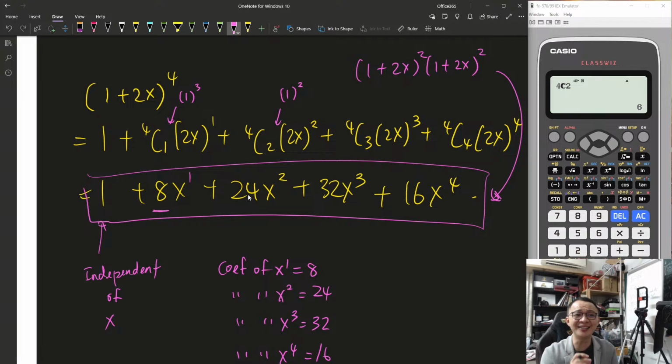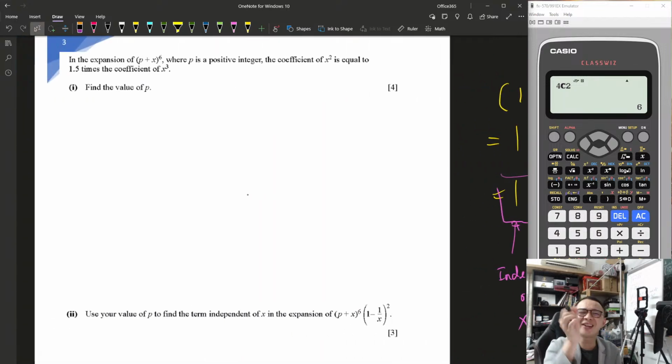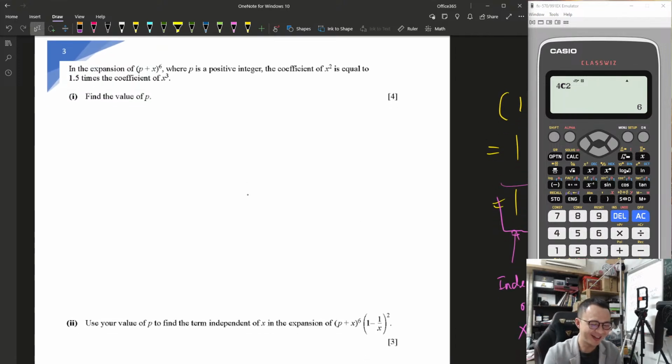So over here, at least I want you to take away something. First, I want you to understand the meaning of independent of x. Second, I want you to understand the meaning of coefficient of x power of 1, 2, 3, 4, 5, it doesn't matter. It means the number in front of them. Without understanding this, there's no way you can solve the exam questions. So if you have a little bit of understanding now, let's come back to this question. They say the coefficient of x power of 2 is equal to 1.5 times the coefficient of x power of 3.